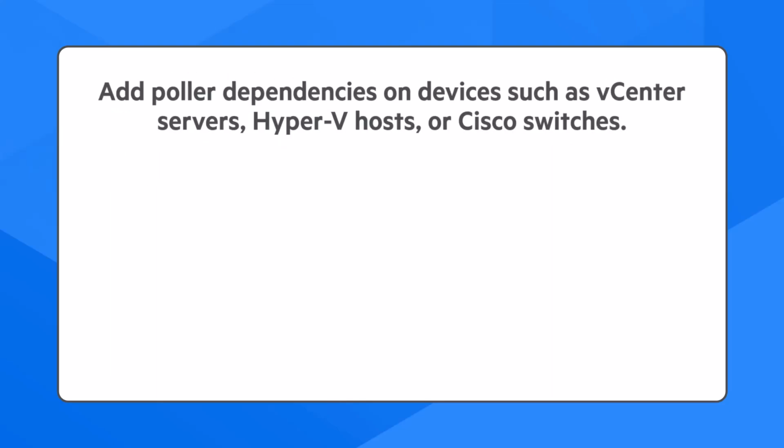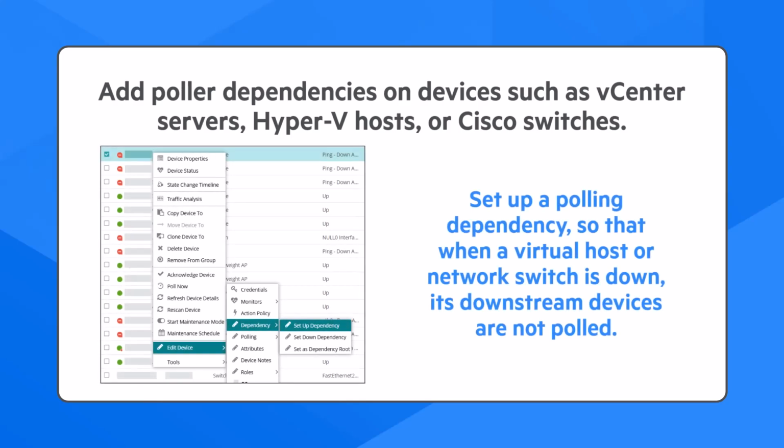Add poller dependencies on devices such as vCenter servers, Hyper-V hosts, or Cisco switches. You can set up a polling dependency so that when a virtual host or network switch is down, its downstream devices are not polled, which eliminates wasted polling cycles.